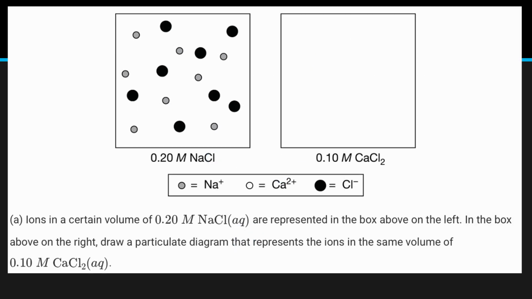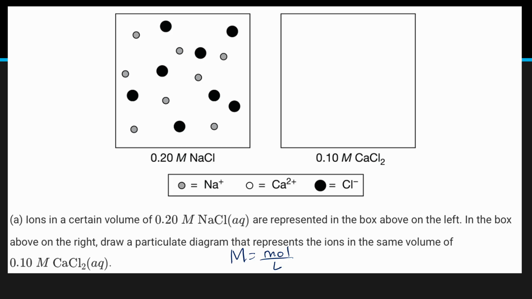All right, this next question says ions in a certain volume of 0.2 molar sodium chloride are represented in the box above on the left. In the box above on the right, draw a particulate diagram that represents the ions in the same volume of 0.1 molar calcium chloride. Now, I know molarity is equal to moles over volume. So since the volume is the same in both of these containers, I know that if I am reducing the concentration by half, I'm also doing the same with my moles.